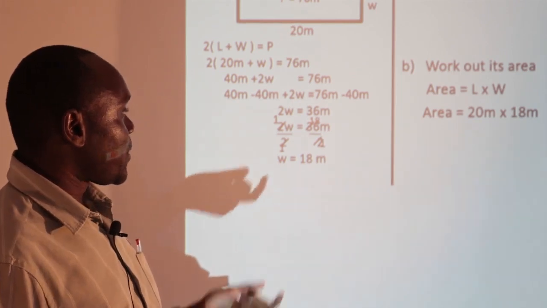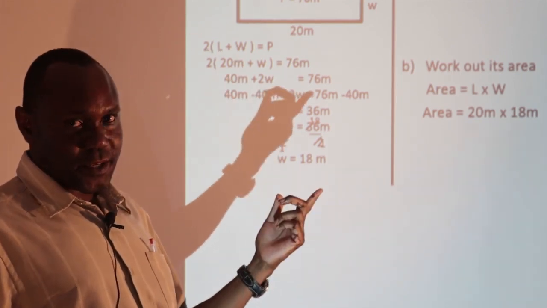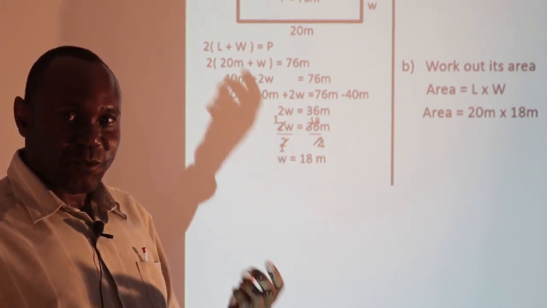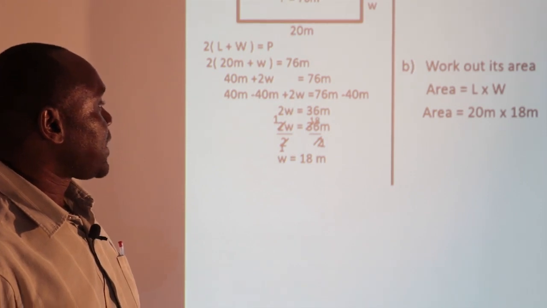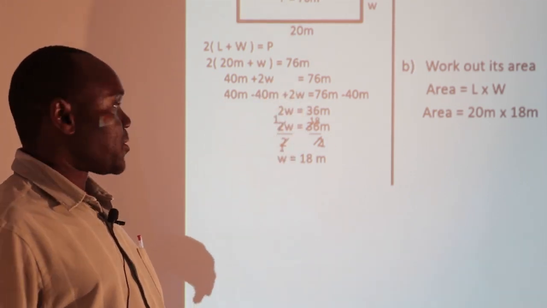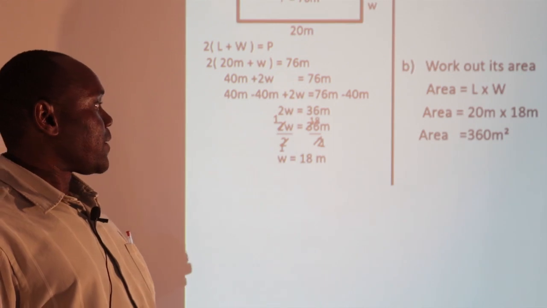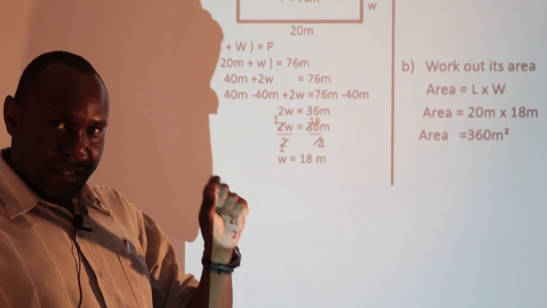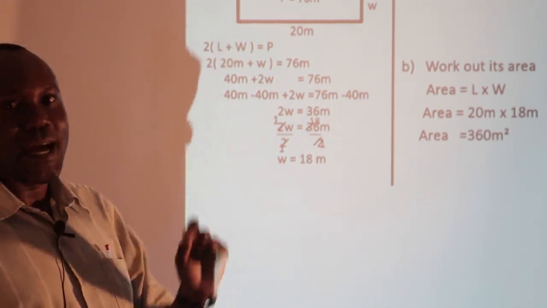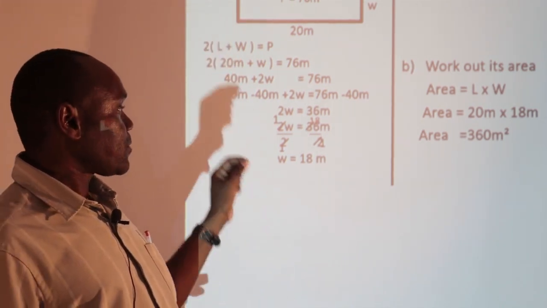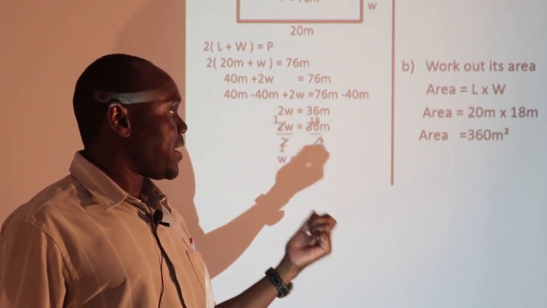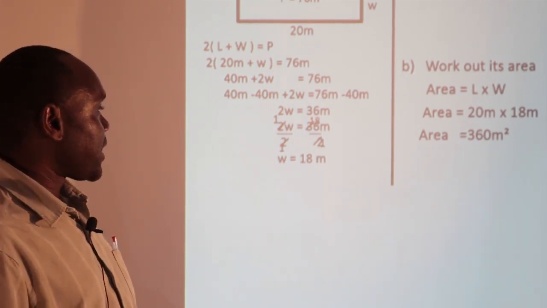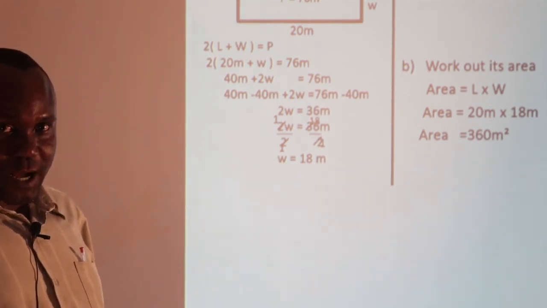So when we multiply 20 times 18, you can even multiply 18 times 2. 18 times 2, that is 36. Then you add the 0. So the area gives us 360 square meters. Square meters. Don't write area equals 360 meters and then you stop there. You'll be marked wrong. So dear candidates, that's how you are supposed to display your work.